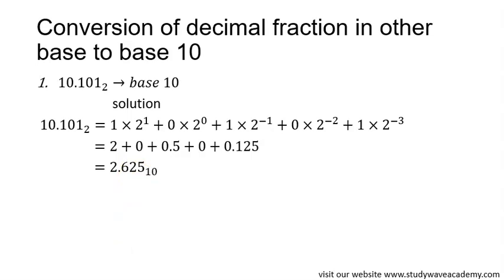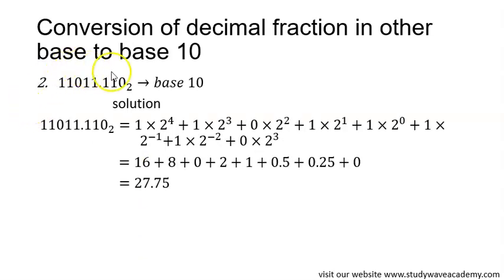Let's look at another example. We are to convert this decimal fraction from base 2 to base 10. So what do we do first? We focus on the whole number part first, the part before the decimal point. And when we label our number, we start from the right to the left, so you label 0, 1, 2, 3, 4. I'm sure we have done that. Good. Then you follow the normal procedure.